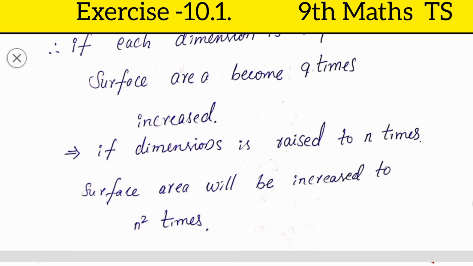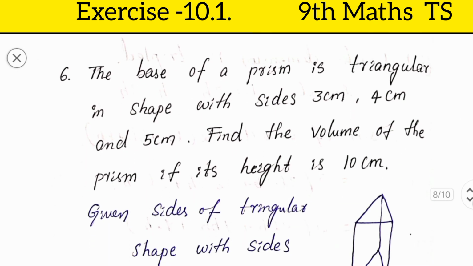Observe here, whenever the dimension is doubled, it becomes 4 times. Means if the dimension is 2, then 2 square is nothing but 4 times increased. When the dimensions are tripled, in the sense 3, then 3 square value is 9, so the total surface area is increased by 9 times. In the same way, if each dimension is n times increased, then the total surface area becomes n square times increased. Now next, move to the sixth question.